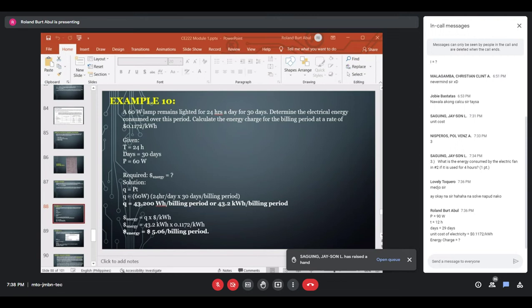Maghatag lang ko og example. Okay, wait lang. Medyo nalibog kagamay, Lovely. Asa nga part?